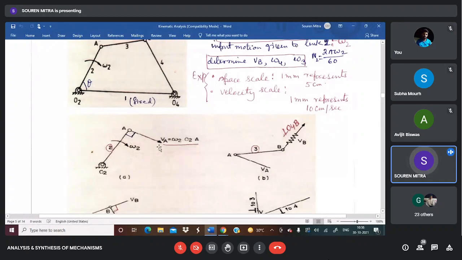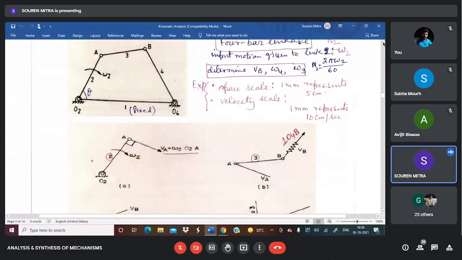Omega 2 into its distance from the center of rotation, that is O2A. So we know its direction: perpendicular to O2A, and its magnitude is omega 2 times O2A. Then that velocity we are going to utilize for determining the velocity at B.